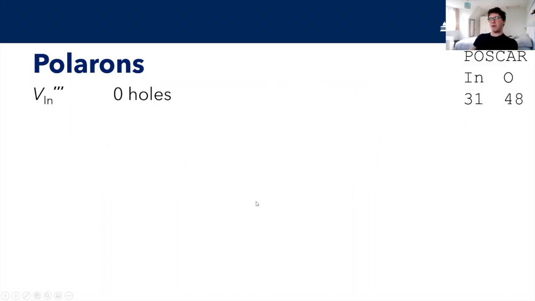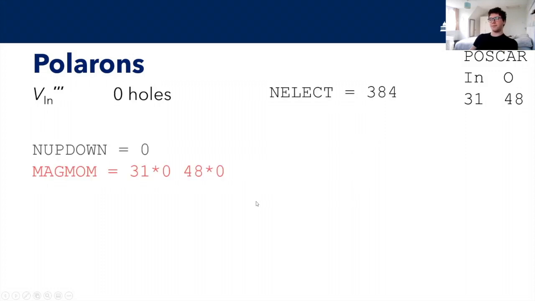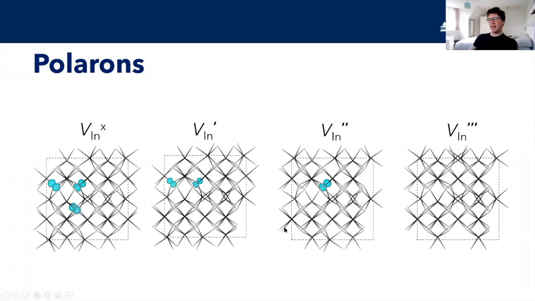And for the final case where you have no holes, you don't need to do this at all, because you don't need to include magmom because you've got no holes to consider. So what does this actually look like in practice? Well, what we have here is the hole charge density plotted for each case.